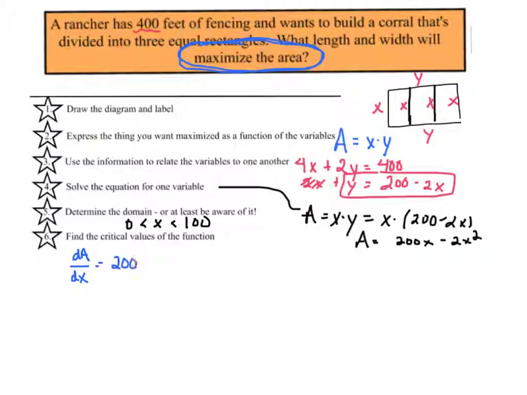200 minus 4x to be 0. You could probably do this in your head. Add 4x, divide by 4. X is 50.